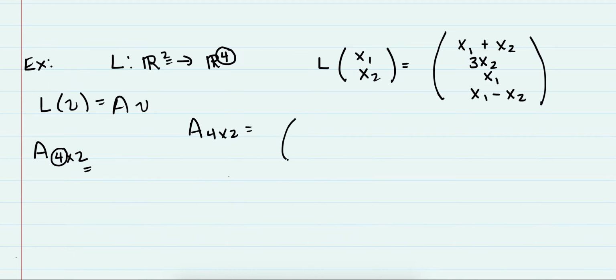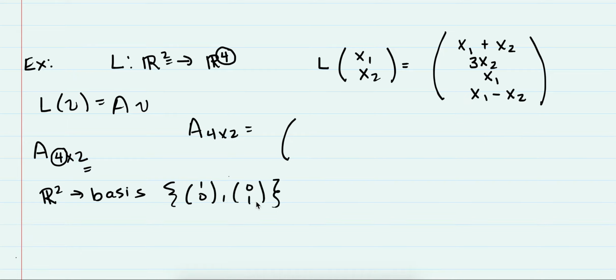Well, first let's recall for R2, we have the standard basis, (1, 0) and (0, 1). And be careful here. Keep them in the correct order. If you switch them, your matrix is going to be different. So we're going to keep this in an ordered basis, and we're always going to start with E1 first, and then E2, E3, and so on.